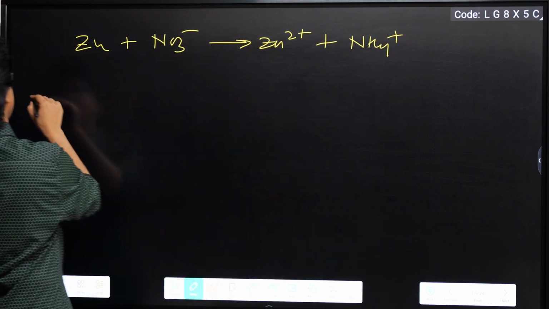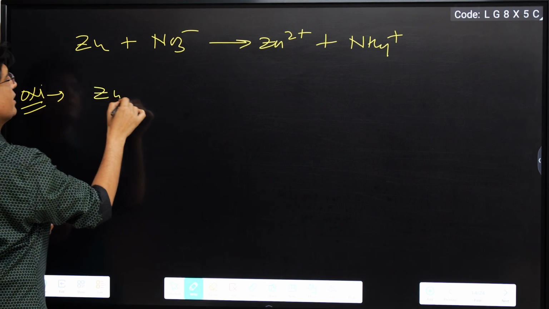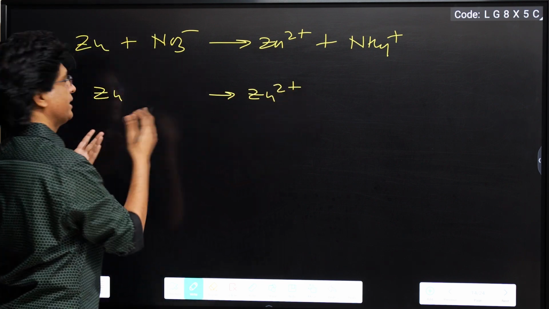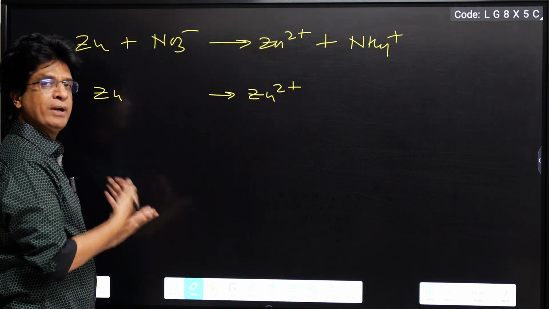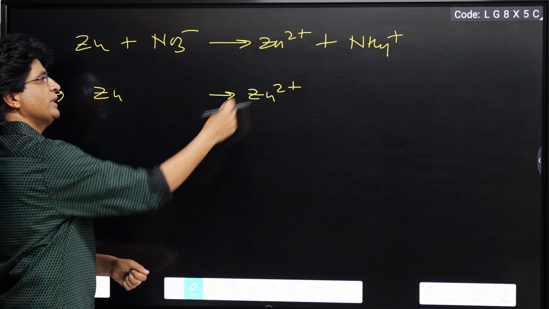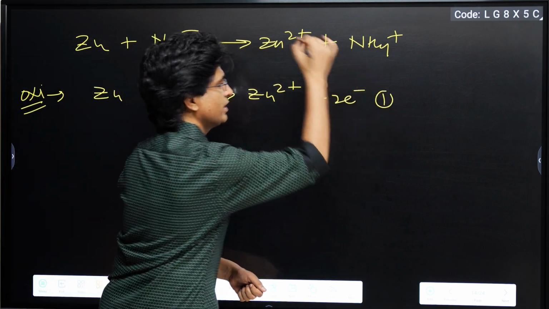Okay, so first write down the oxidation reaction. You can write down any one. So zinc giving you Zn2+. There is nothing else, no O, no H, only zinc is there, and we have to balance the charge. So this is neutral, that contains 2+, so I should add 2 electrons, the first equation.